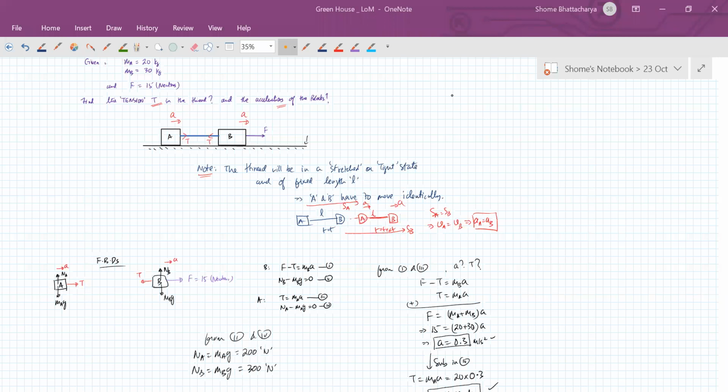So the blocks will physically move as time progresses. That's what we are showing in that diagram. But as they move, the distance between them does not change. It remains L. So whatever the displacement of A is, it is the same as the displacement of B. Differentiate displacement, you will get velocity. So whatever the velocity of A is, that will be equal to the velocity of B. And differentiate velocity once again, and you will get acceleration.